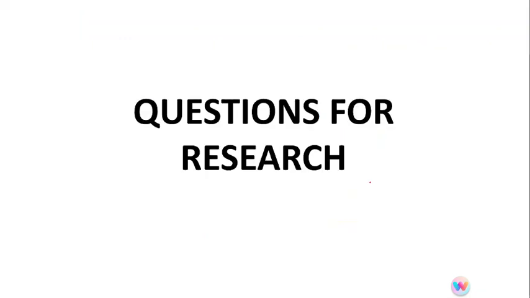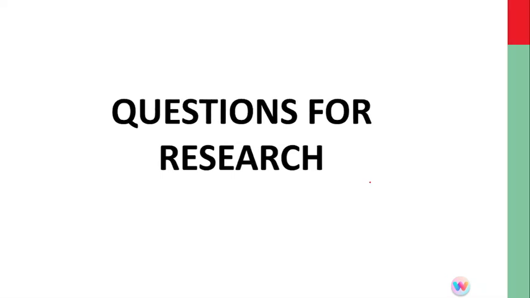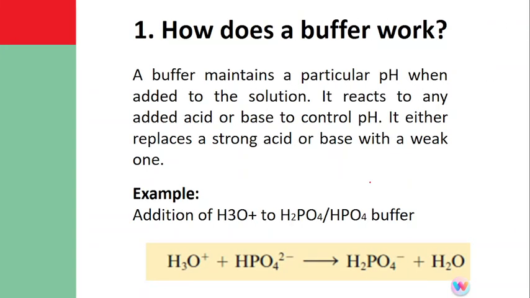Next, let's now move forward to the questions for research. How does a buffer work? A buffer maintains a particular pH when added to the solution. It reacts to any added acid or base to control the pH. It either replaces a strong acid or base with a weak one. Again, a buffer maintains a particular pH when added to the solution. It reacts to any added acid or base to control the pH. It either replaces a strong acid or base with a weak one.